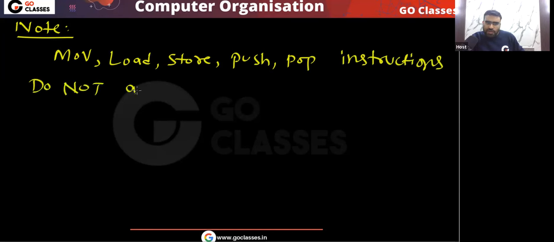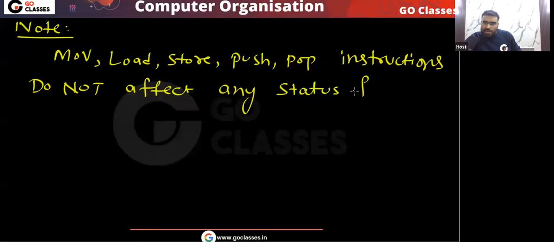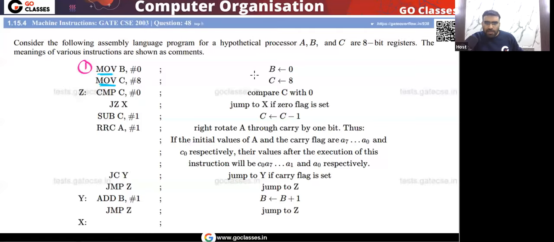Okay, so let me write it here. That move instruction point you already know. We have already seen in our lectures that move, or I can say load, store, push, pop, these instructions do not affect any status flag. Yes or no? Whether it is carry flag, zero flag, whatever flag you take, that will not be affected. So these data transfer instructions like move, load, store, push, pop do not affect any status flag, carry flag, zero flag, parity flag, whatever flag you take, by these instructions. Okay, so these instructions are very simple.